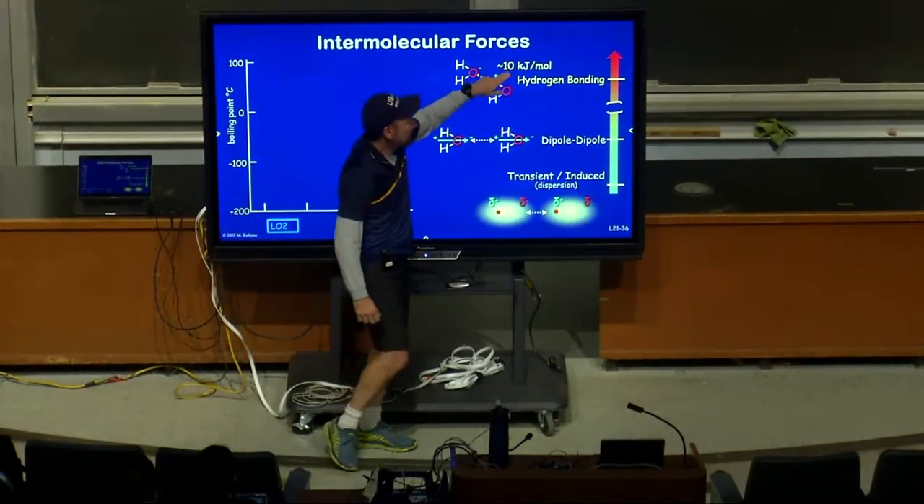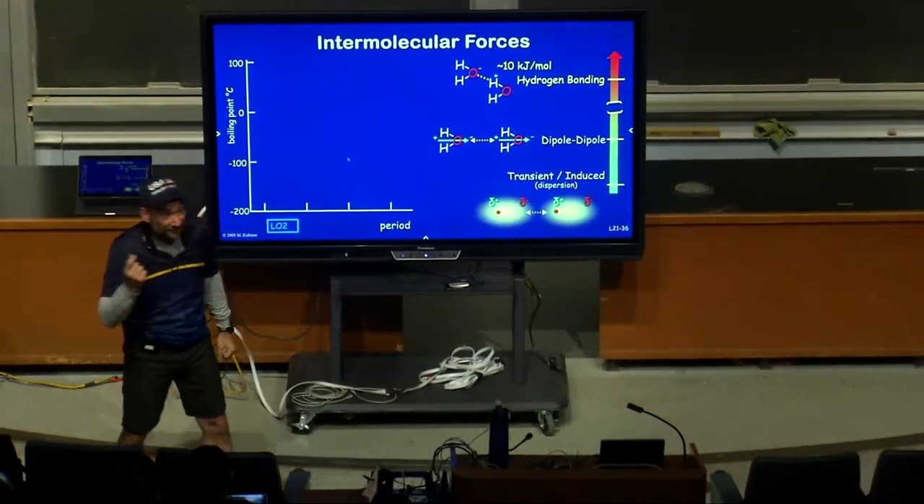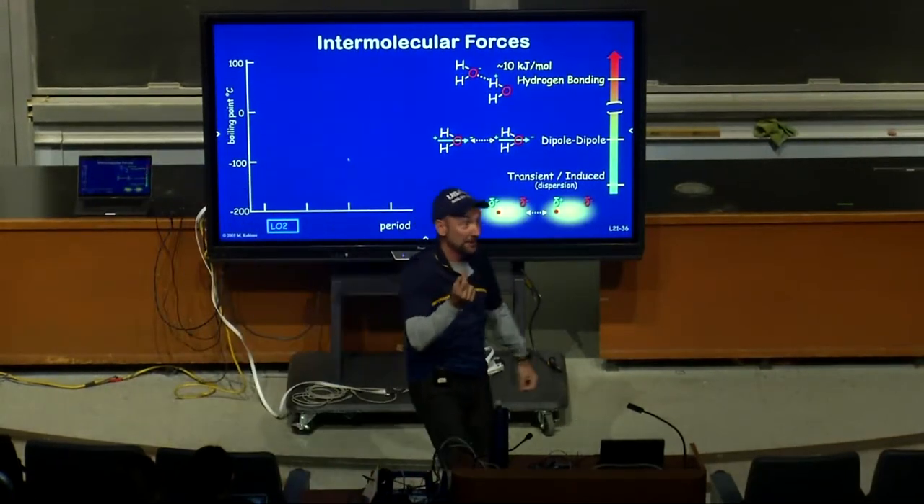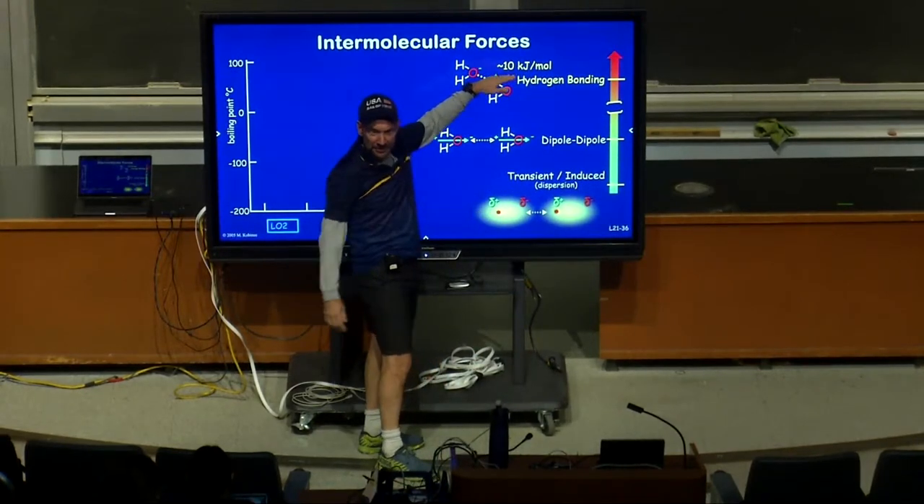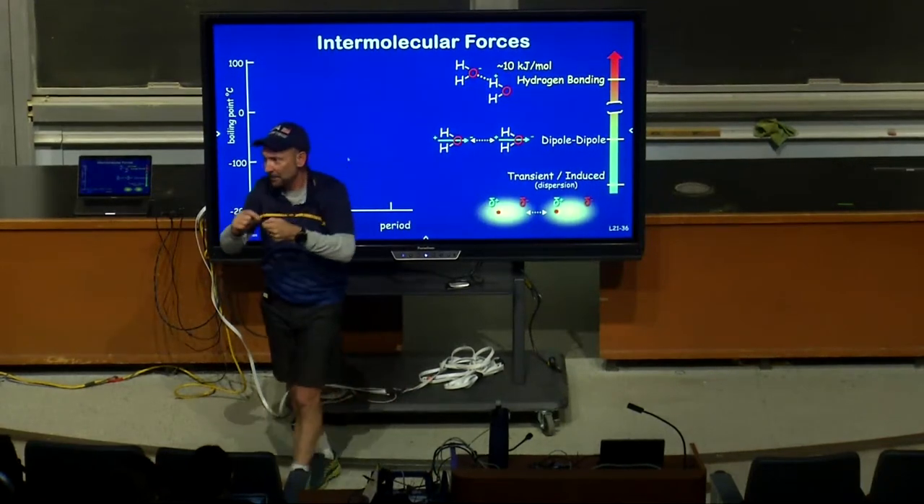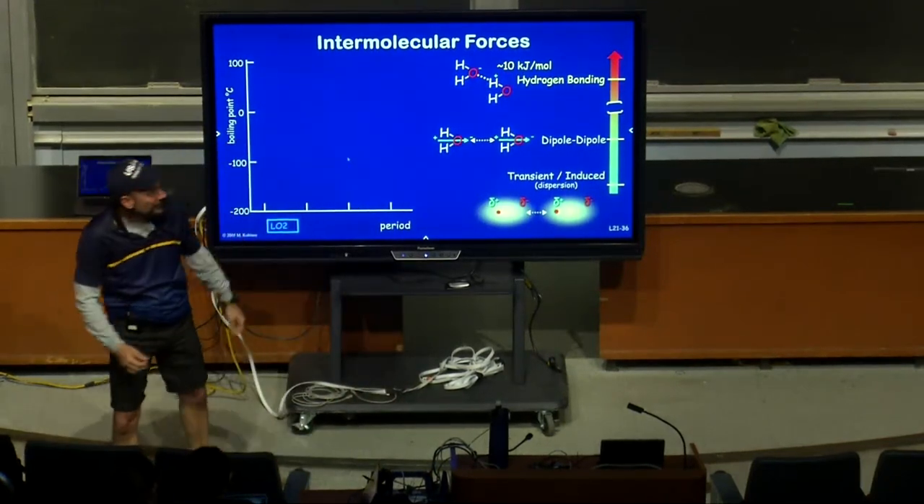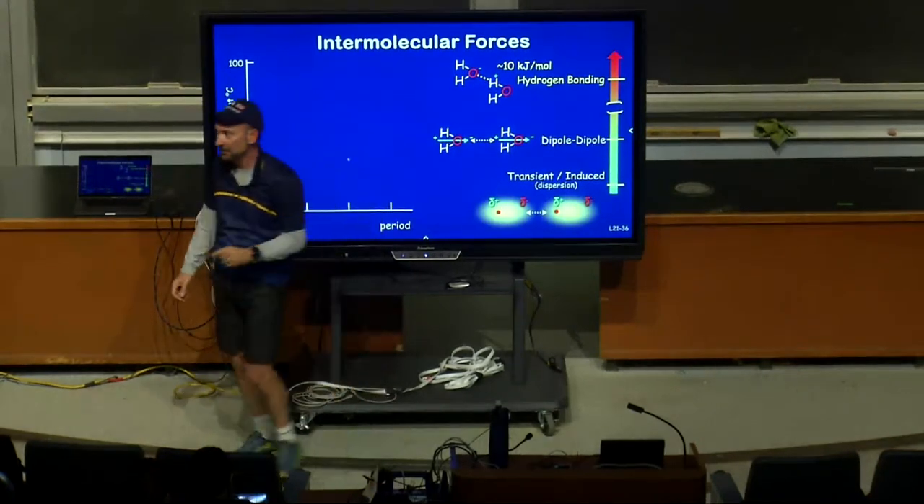It's something like 10 kilojoules per mole for these bonds, and that's a very, very strong intermolecular interaction. It's still, you saw a lot of bond energies, bond energies are like 10 times this at least. So regular covalent bonds are still 10 times stronger, but this is so much stronger than these other interactions, we give it this special designation.